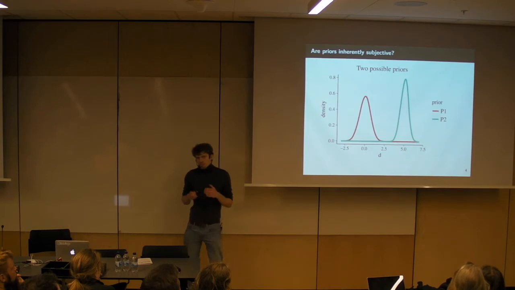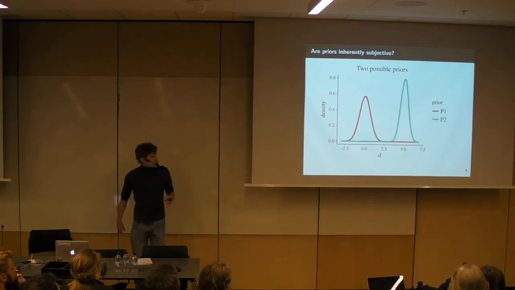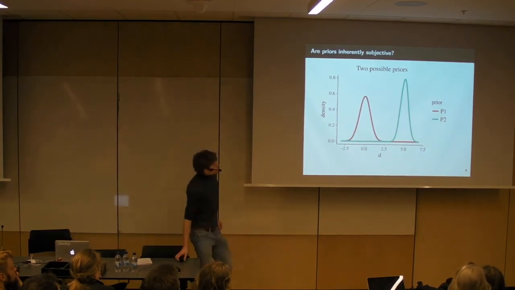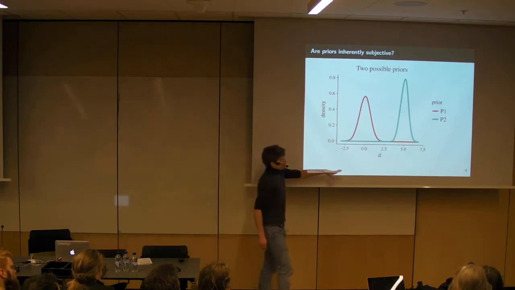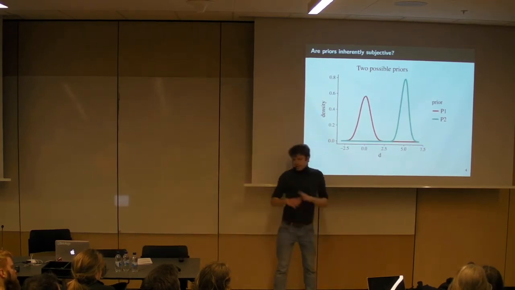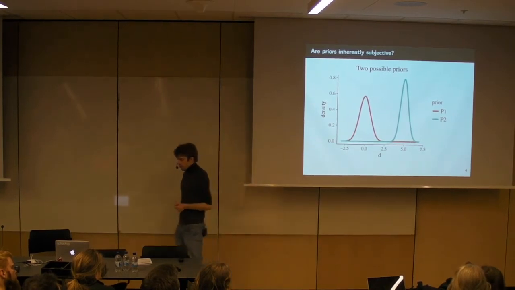And the answer is, they can be. So for instance, these are two different priors. On the left, we have some prior on the standardized effect size. It's Cohen's d, for those who know this.